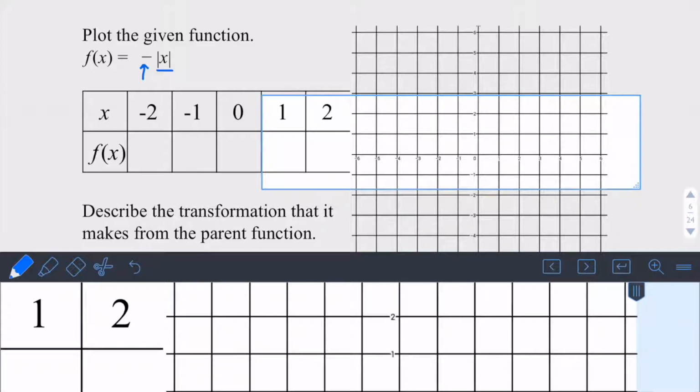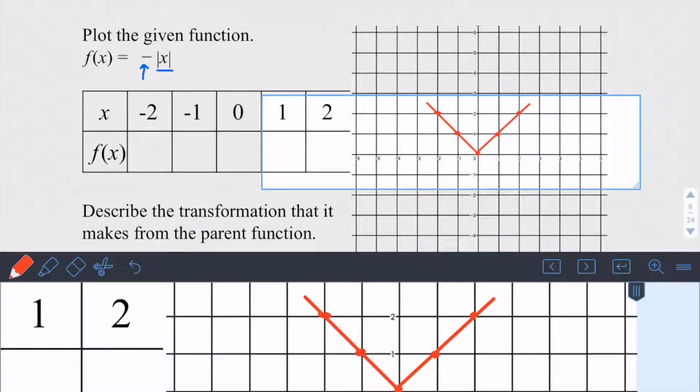Before we even plot in our table here, I want to come over here and quickly sketch the parent function, because we have to get used to understanding that all the absolute value functions are based off this parent function. So again, it starts at the origin, and it's 1, 1, which is here, and then 2, 2, which is here, and then negative 1, 1, and then negative 2, 2. And this right here is going to be our parent function sketched out on our graph.